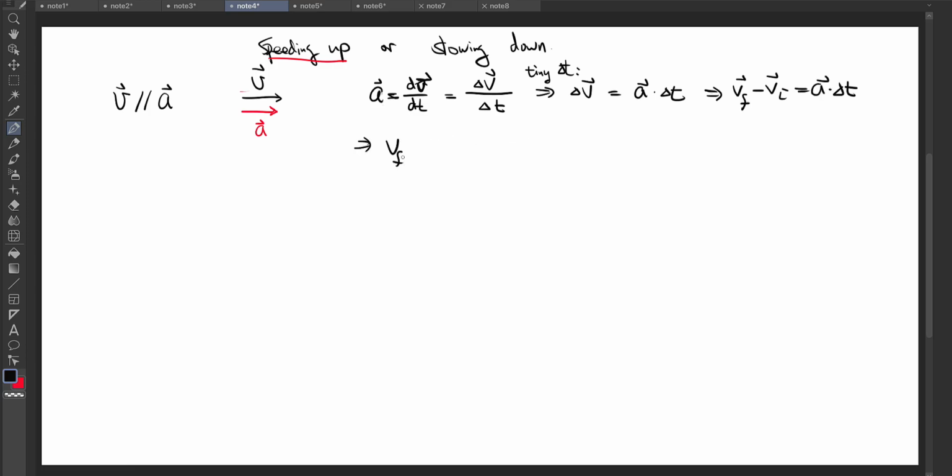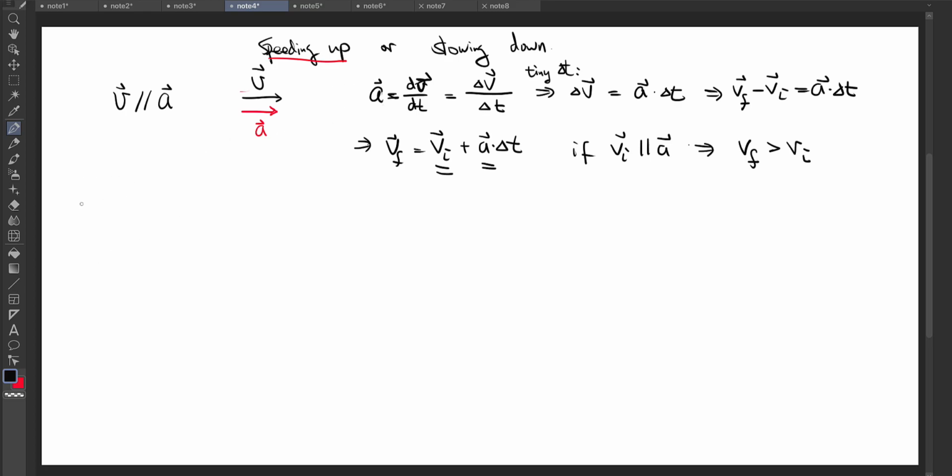Therefore, the final velocity is initial velocity plus AT. So if these two quantities, V and A, are in the same direction, they're parallel. The V here is VI, the initial velocity that you started with. Then V final, its magnitude must be greater than the initial velocity's magnitude, right? Because they have the same direction, so they will add up. We add up these two vectors. So that's why it's the speeding up case.